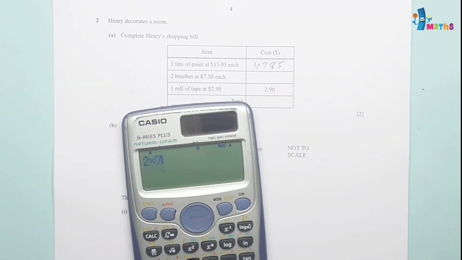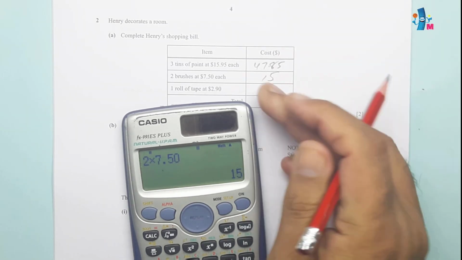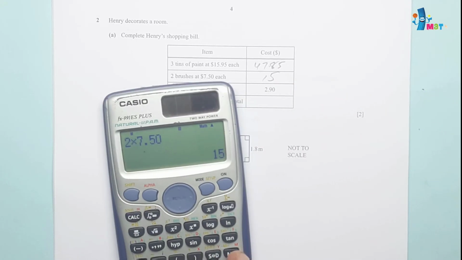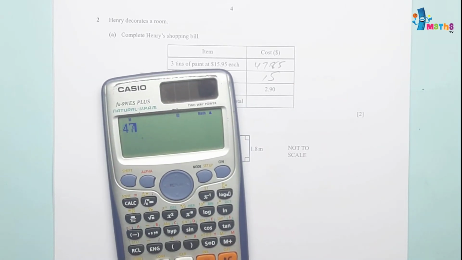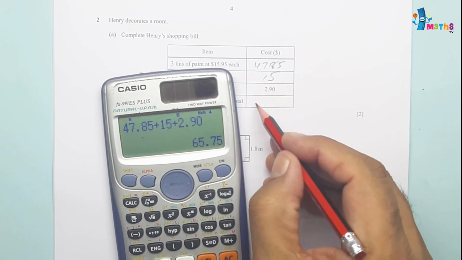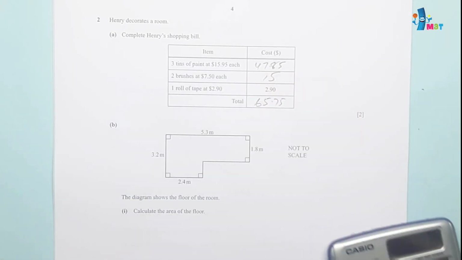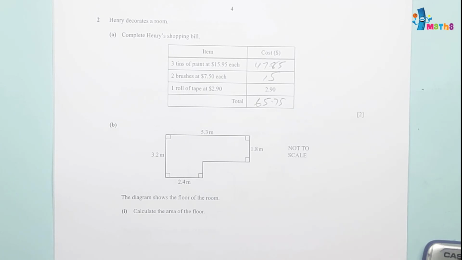Brushes are costing 7.50 each. So this is 15, and this is already done. So we'll have to add basically this one, 47.85 plus 15 plus 2.90. We will get this much amount, 65.75. Then B part, we have to calculate the area of this floor.